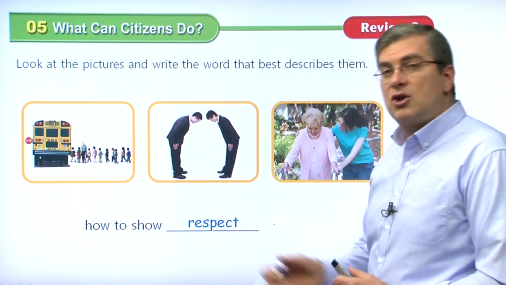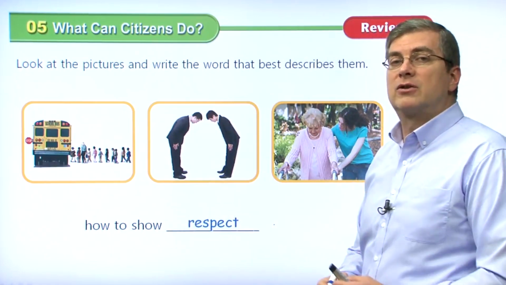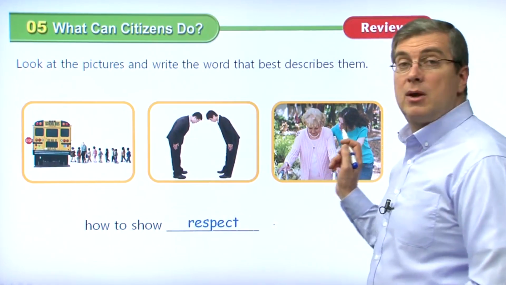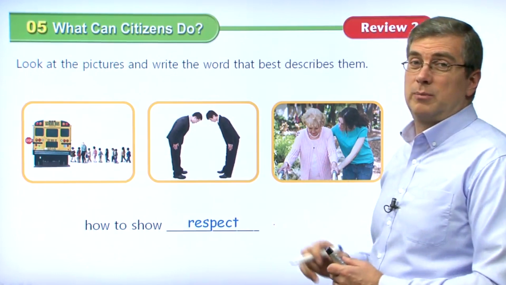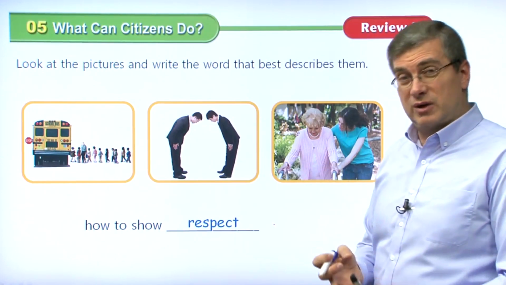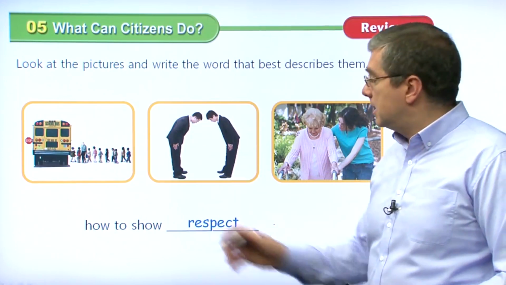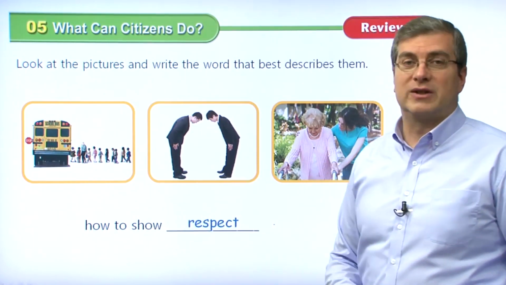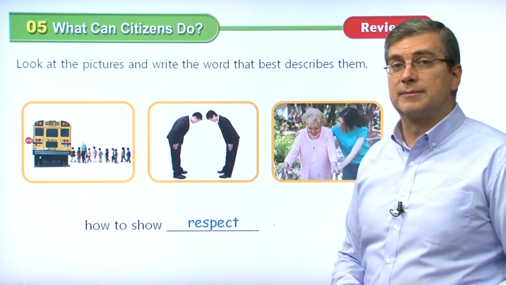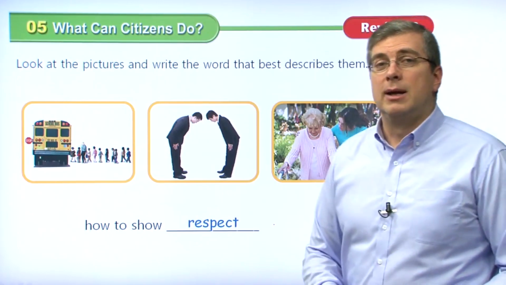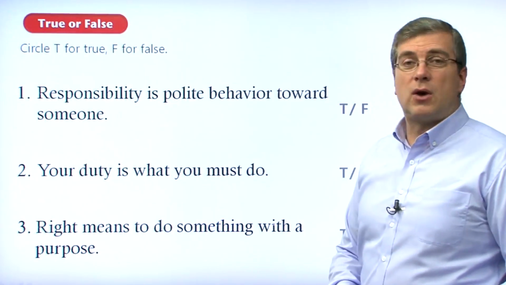Bow to each other, shake their hands, show respect to another person. Help older people or respect older people. Respect your teachers, respect your parents. Also, help other people when you can. These are all ways of showing respect. So show respect. Okay, well, let's move on now to our true-false questions.